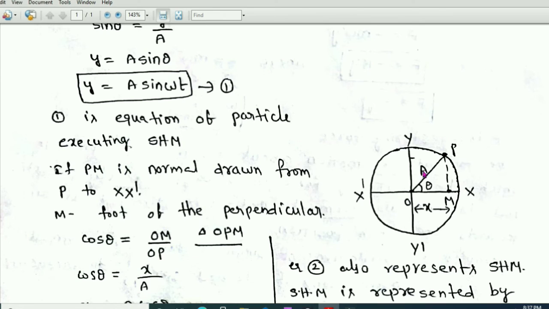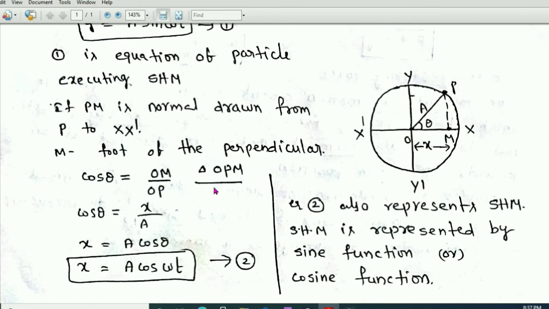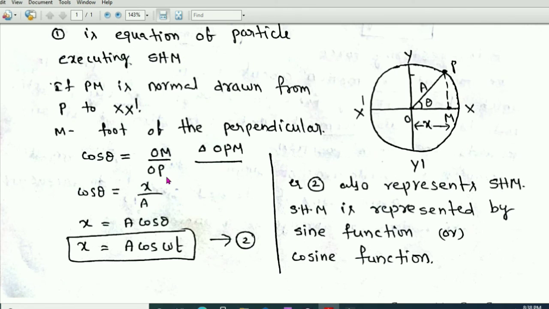Now, if you take this triangle, it is OPM. From the triangle OPM, if you take cos theta, we know the formula of cos theta is adjacent side by hypotenuse. For this theta, adjacent side is OM and hypotenuse is OP. So cos theta is OM by OP.